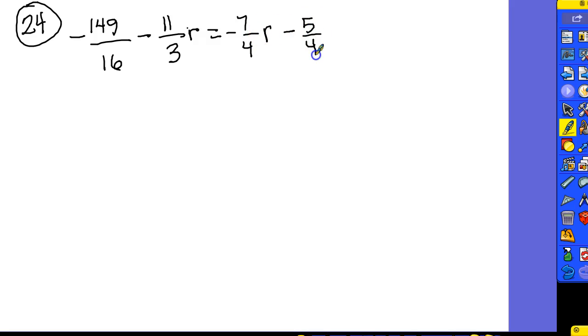Okay, so this one is the beast. When I looked at this worksheet, I thought, yeah, that one's the beast. Number 6 isn't quite as bad, but it's pretty ugly too. All right, so 24 is negative 149 over 16 minus 11/3 r equals negative 7/4 r minus 5/4 times the quantity of negative 4/3 r plus 1.